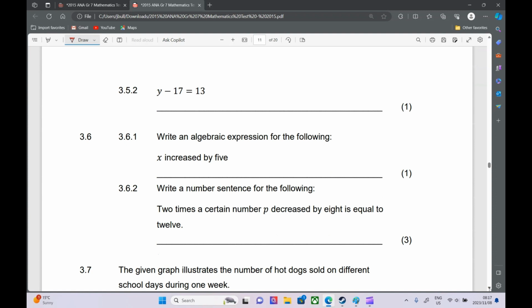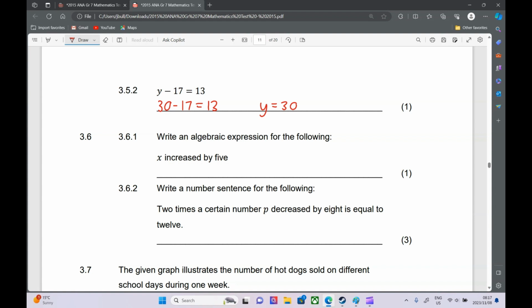Next up then, we've got y minus 17 is equal to 13. So something, take away 17, would give me 13. So if I did 30, let's test this, 30 take away 17, that would give me 13. So y is going to be 30.